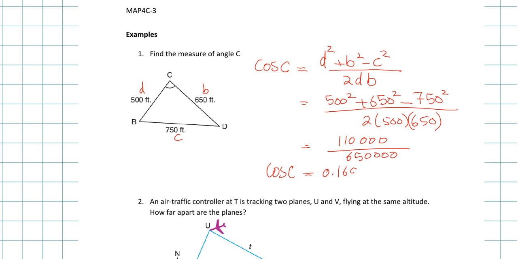0.1692. Yeah. And then now I need to find angle C. So what do I do? Inverse cos, right? Remember, anytime you're finding an angle, you're going to do the inverse of whatever ratio you have. In this case, it's going to be cos. And then what do you get? 80 degrees. Are we good with that?